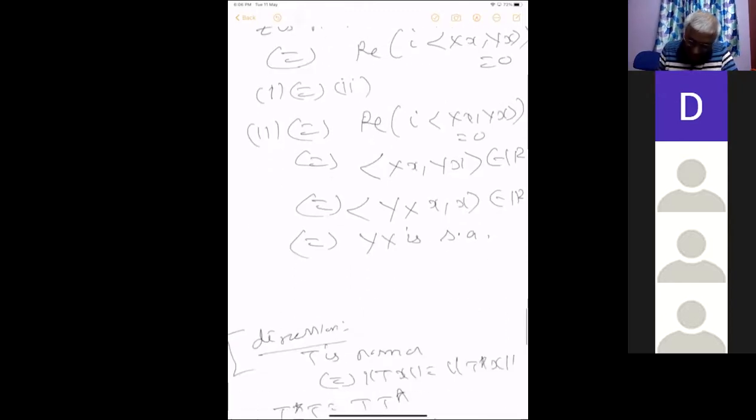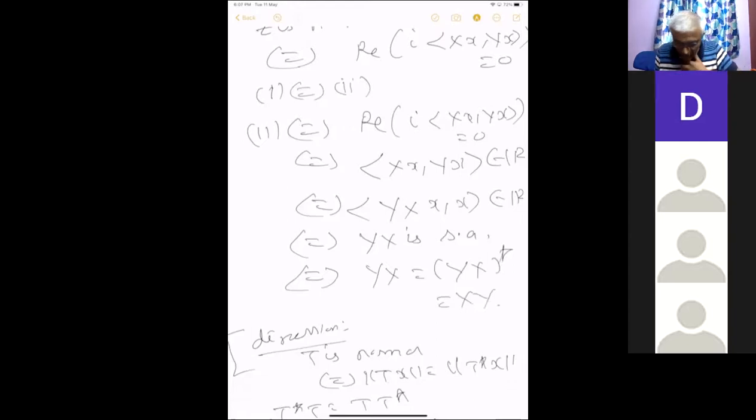If yx is self-adjoint, then that is real, but I am saying this is true the other way also. Y is self-adjoint is the same as saying yx equals (yx) star, which is equal to xy. So this statement I have to prove. Everything else is fine. Is this fine?